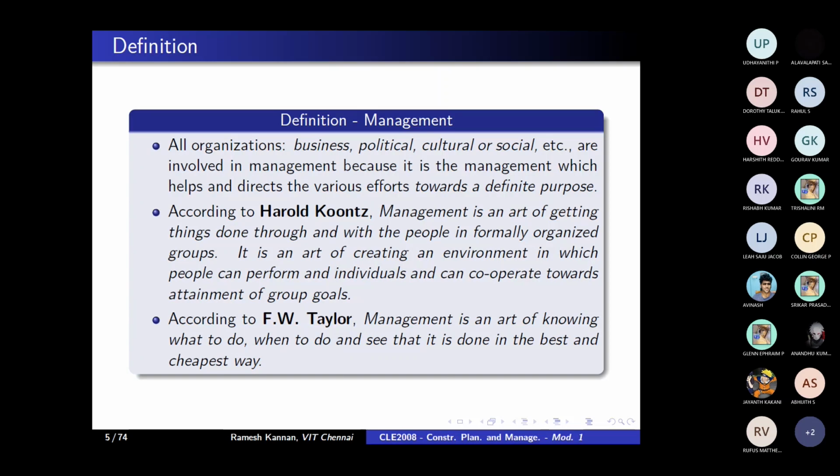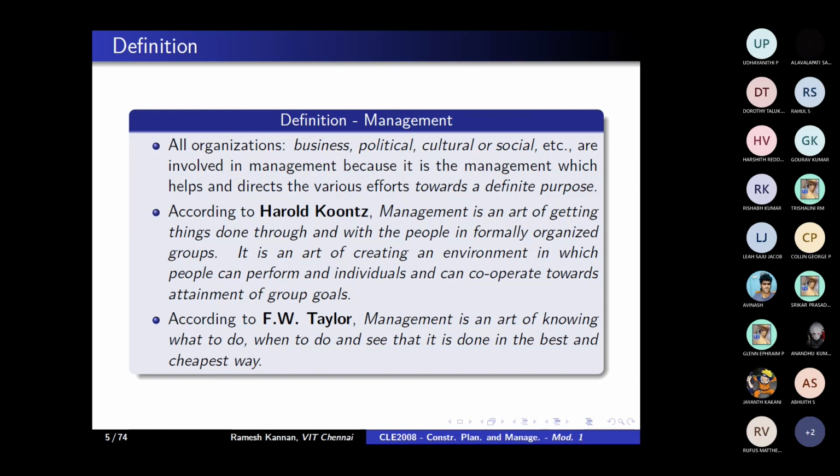The first is Harold Koontz. He defined management as an art of getting things done through and with people in formally organized groups, right? As I told you, there's a set of people, say board members in an organization, or a team leader in a team in an IT company. Those are formally organized groups. They get the right things done, or accomplish certain tasks for the objective of the organization, right? So that is what Koontz described as management.